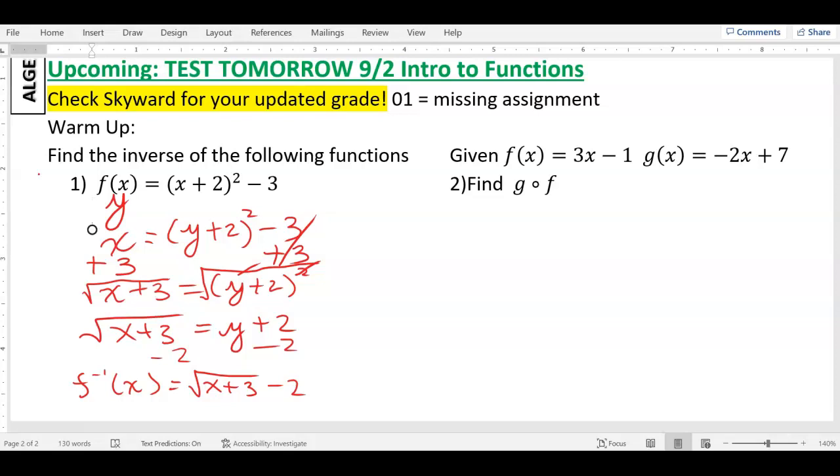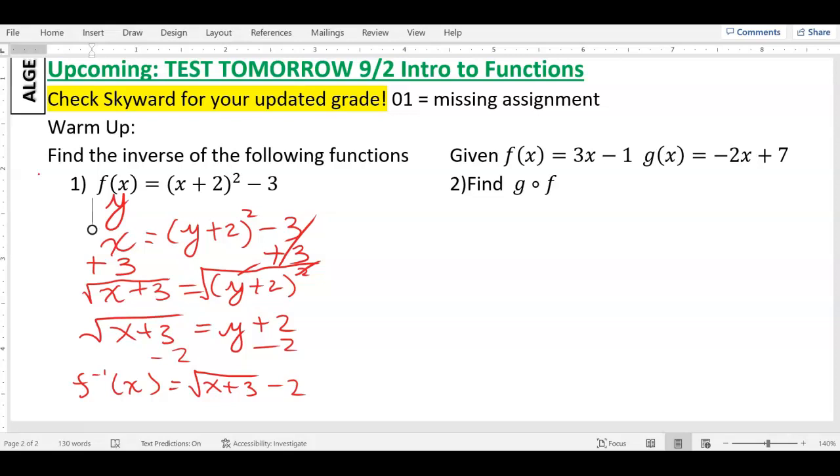Okay, now for number 2, I decided to go back in time to composition of functions. So on number 2, I'm asking you to find g of f. No, I'm kidding. G of f is composition, g of f of x. Now, which one's the outside function? G or f? G. Okay. G. The first one is my outside function, and I'm going to start with that.